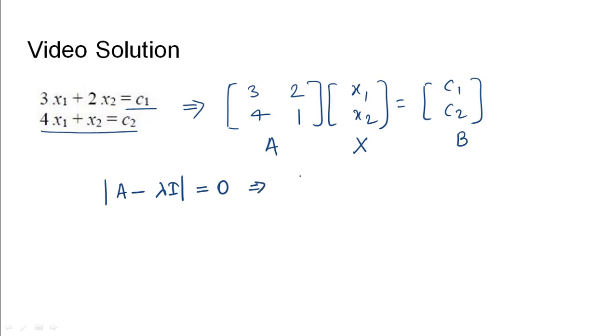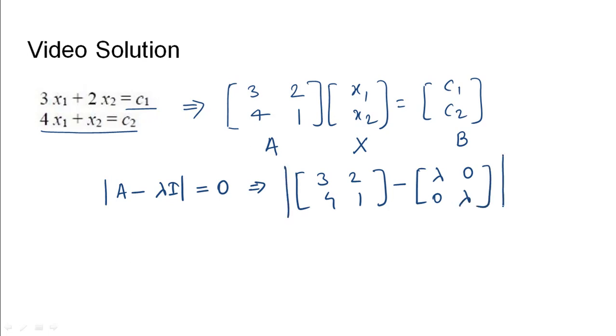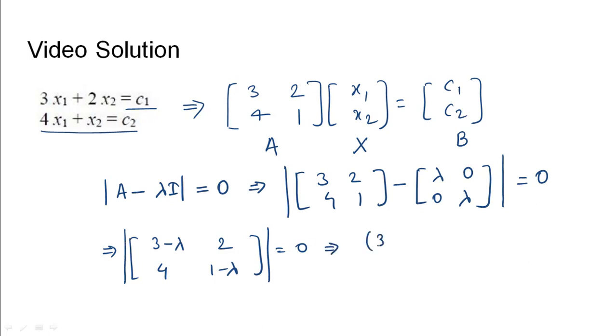So this would essentially be A, that is [3 2; 4 1], and this should be subtracted with lambda times I, so that would be [lambda 0; 0 lambda]. The determinant of this matrix should be made 0. So the matrix would turn out to be [3 minus lambda, 2; 4, 1 minus lambda] equals 0. Expanding the determinant, we would get (3 minus lambda) into (1 minus lambda) minus 8 equals 0.